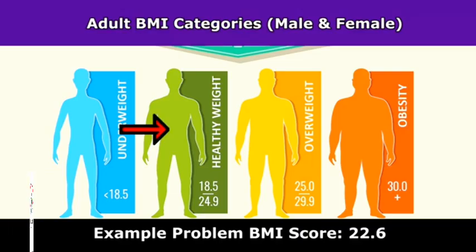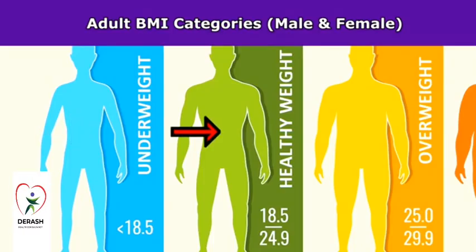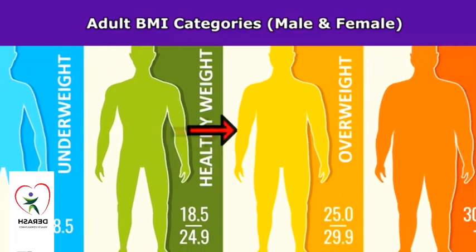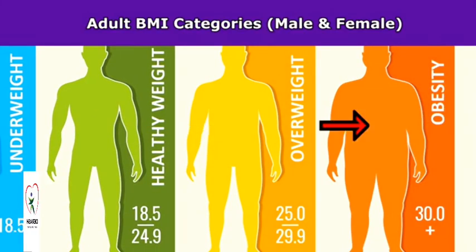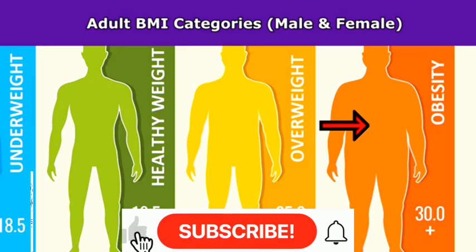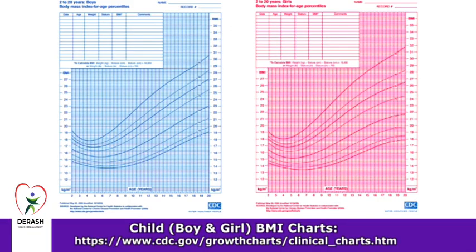Because you can see here, if the BMI is below 18.5, that's considered underweight. If it's 18.5 to 24.9, that's a healthy weight. If it's 25 to 29.9, that's overweight. And anything 30 and above is considered obesity. Now, if you want to know the BMI ranges for children and teens, the CDC publishes individual charts for boys and girls.